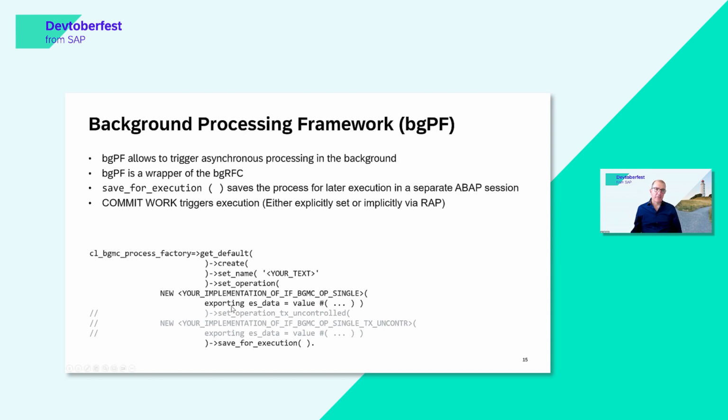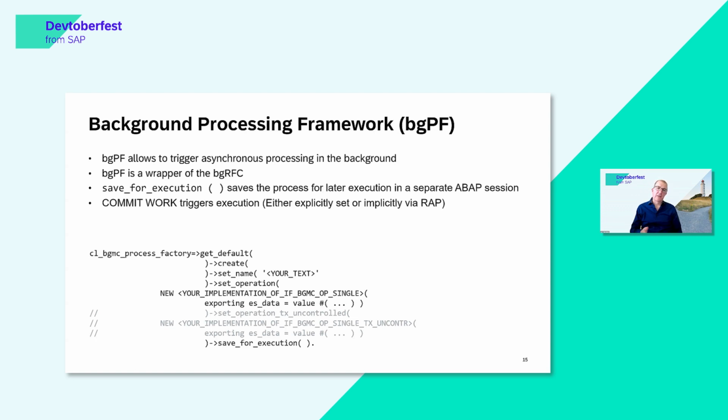There is a save for execution method, so this factory class here. You can set a name for your operation, and then you create an instance of a class which implements certain interfaces that are developed by us, and you can provide data to that call, and then it's just saved for execution. Once a commit work takes place, the execution is started.